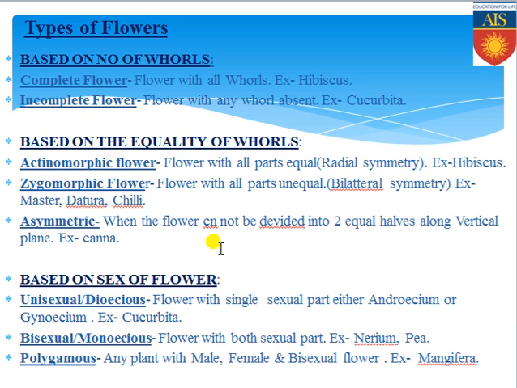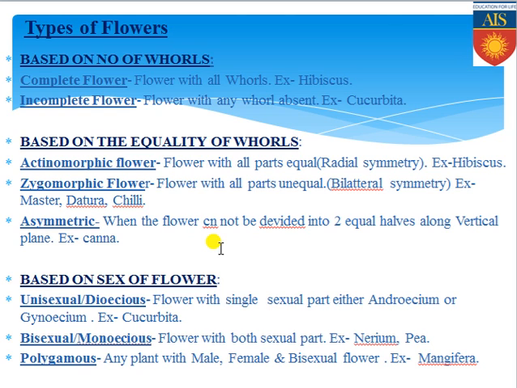Example is hibiscus. If you see a flower with all the parts, that means all of the floral whorls are present, but if you compare each and every floral whorl, you will see that they are not equal, they are rather unequal. Those kinds of flowers are commonly known as zygomorphic flower, because they commonly show bilateral symmetry. Examples: in case of mustard plant, in case of datura, in case of chili, you can see this zygomorphic nature.